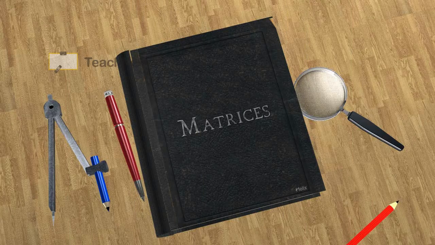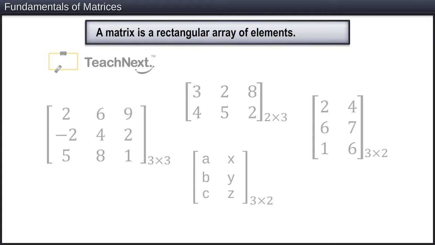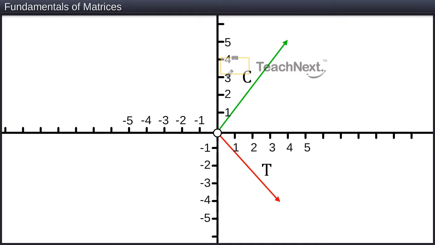In this module, you will learn the fundamentals of matrices. A matrix is a rectangular array of elements. While there is no particular intuition, a matrix is a tool for computations. To understand this, let's consider vectors C and T on a plane.